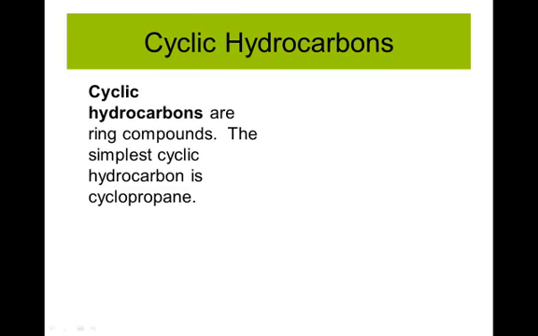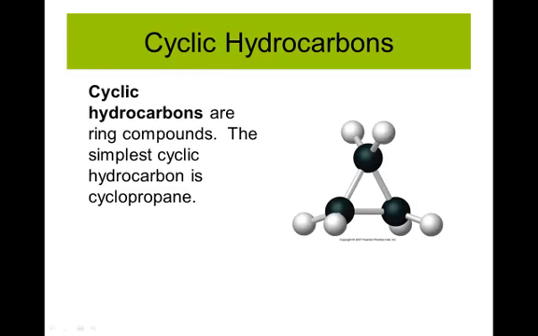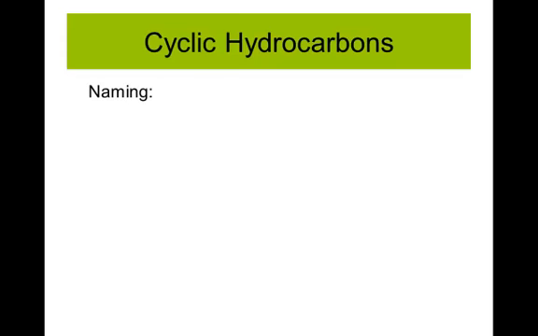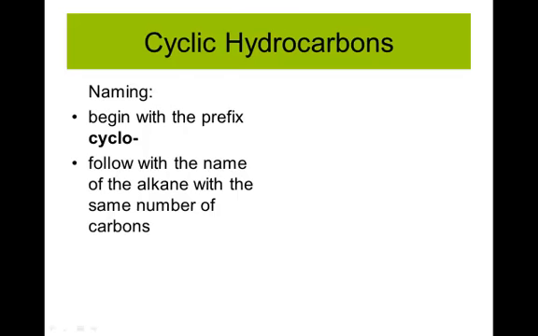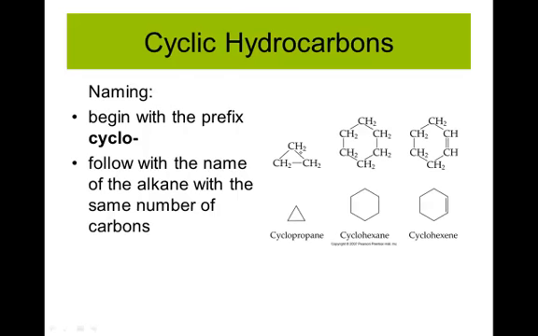Now we can also find hydrocarbons that occur in circles, and these are called cyclic hydrocarbons. And this would be the smallest one that I could have, which would be 3 carbons. Other examples we could have, here's the 3 that we had before. This one has 6. This one even has a double bond in it.